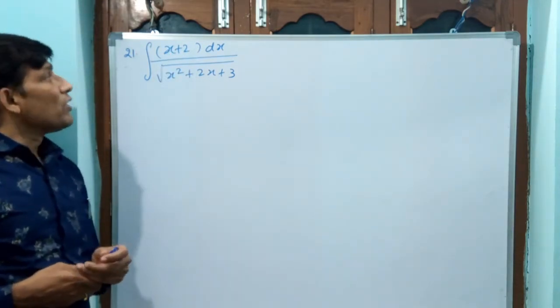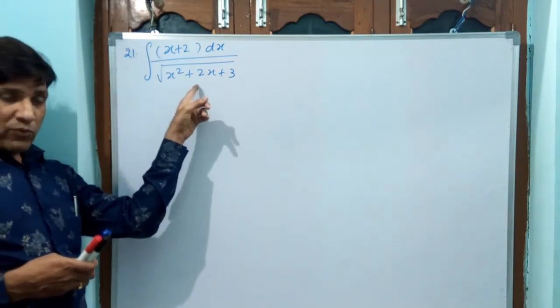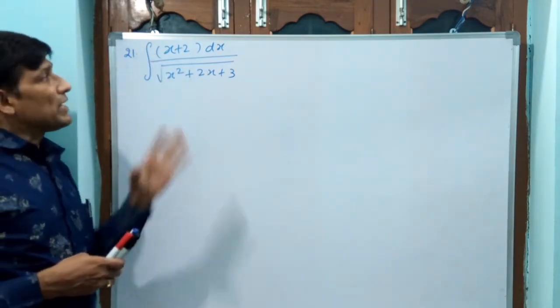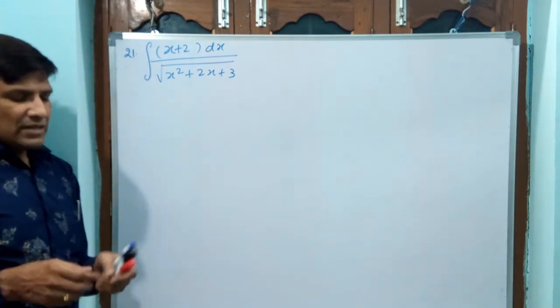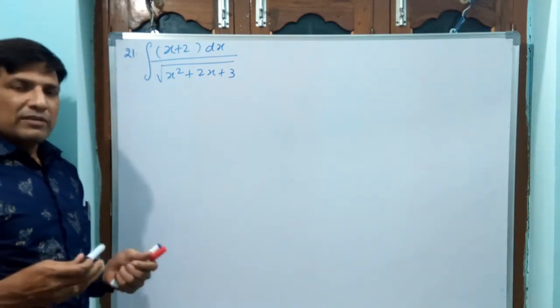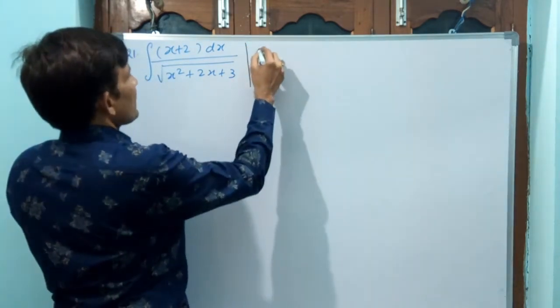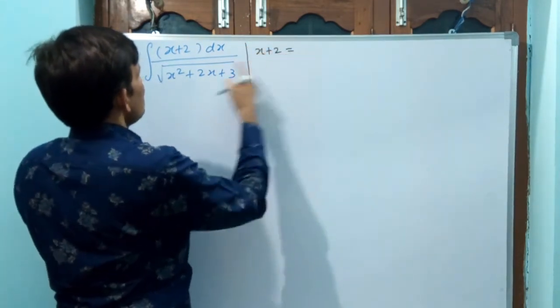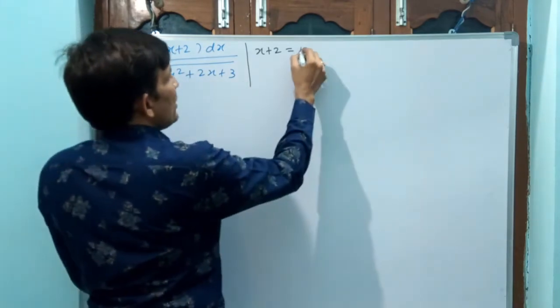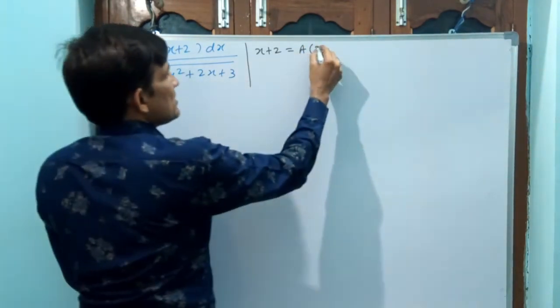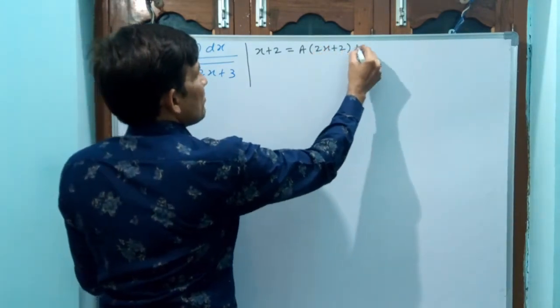Or if it comes x plus 4, 2x plus 4 also you can take 2 common, something you can do, but here that is not going to match. Then you have to go for differentiation, this thing only. Okay, you see how I am writing. X plus 2 is equal to a into d by dx of this one, 2x plus 2, plus b.